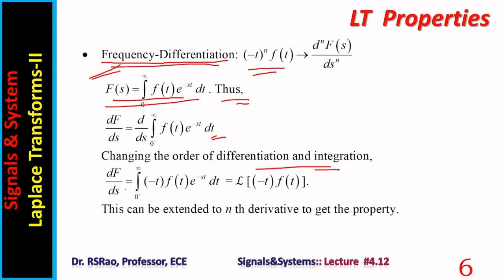f of t. When differentiation in the frequency domain is once, then the power of minus t is 1. We can see if differentiation in the frequency domain is twice, the power on minus t in the time domain is going to be 2. If differentiation is n times, then the power of minus t in the time domain is going to be n. Hence, the relation: the Laplace transform of minus t power n f of t is the nth derivative of f of s.